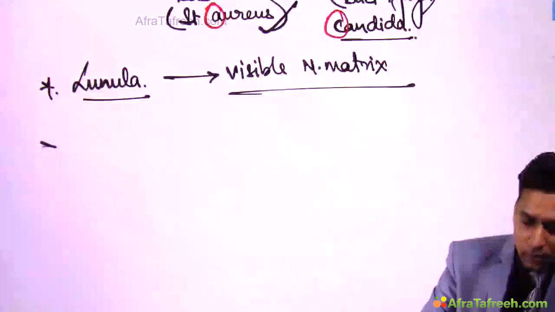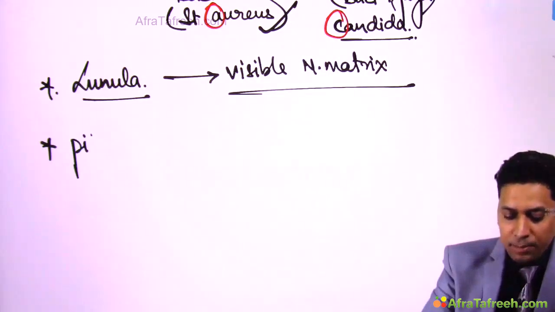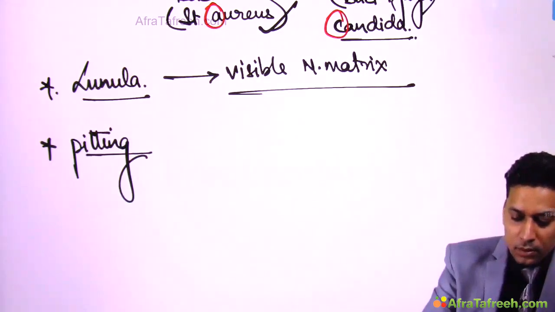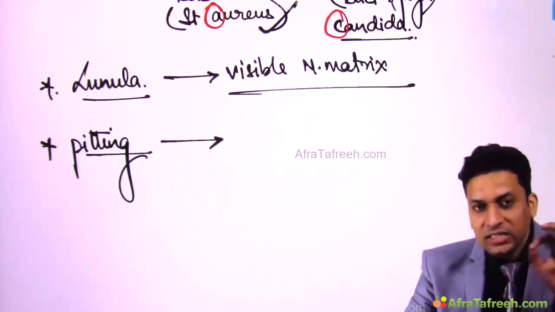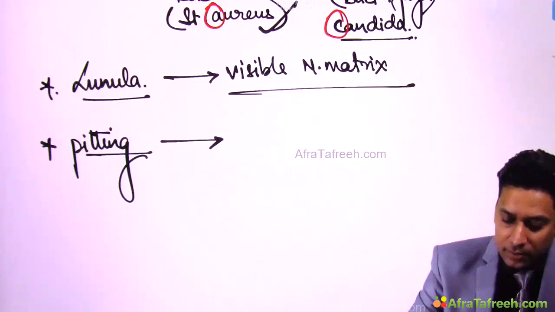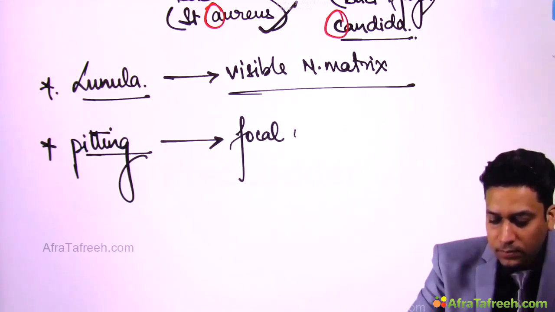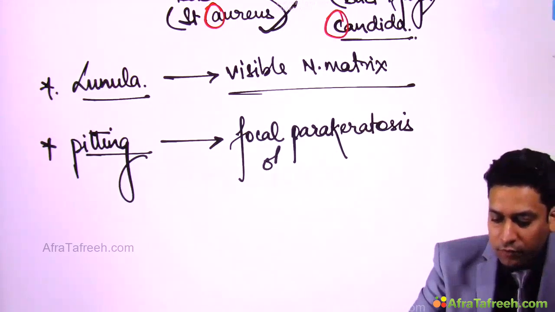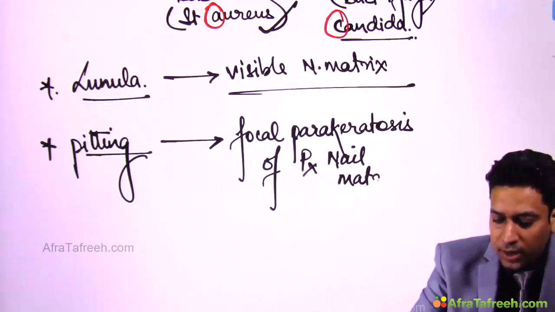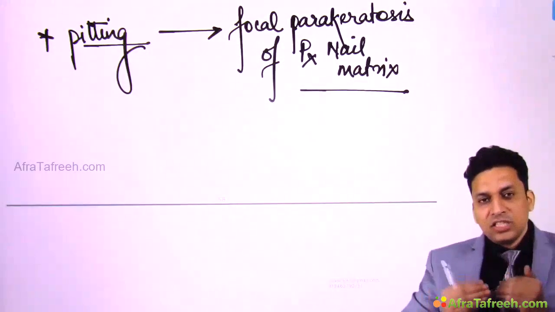Now there are a few conditions where sometimes small depressions are seen over the nail plate. These are known as pits, or simply pitting. So why is pitting seen over the nail plate, why are these depressions seen? This is due to a defect in, you can write it down also, focal parakeratosis of the proximal nail matrix. So pitting occurs due to focal parakeratosis of the proximal nail matrix.